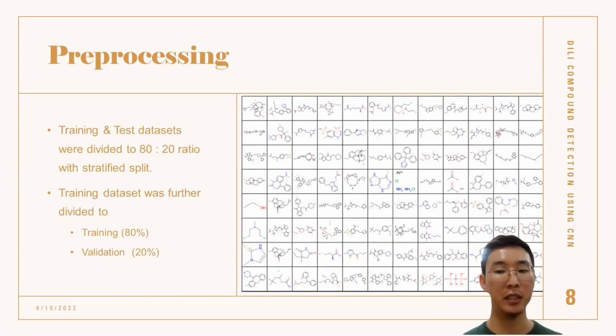Now, a stratified split ensured a clean and even distribution of negative and positive labels, and the training and test datasets were divided in an 80 to 20 ratio. The training dataset was then further divided into training and validation with 80 to 20%.